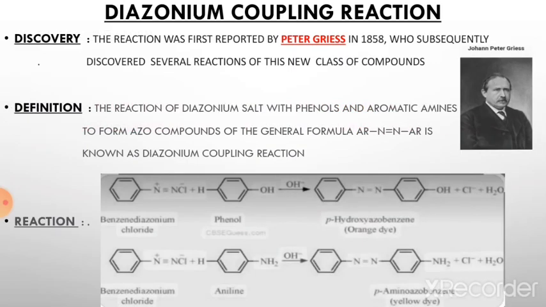Next, here is the diazonium coupling reaction, our third reaction. Discovery. The reaction was first reported by Peter Griess in 1858, who subsequently discovered several reactions of this new class of compounds. You can see here the image of the scientist. Definition. The reaction of diazonium salt with phenols and aromatic amines to form azo compounds of general formula Ar-N=N-Ar is known as diazonium coupling reaction.